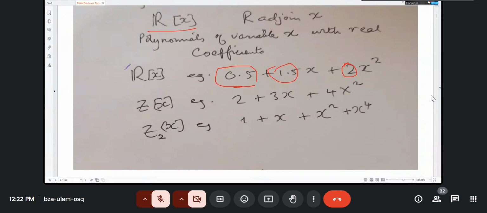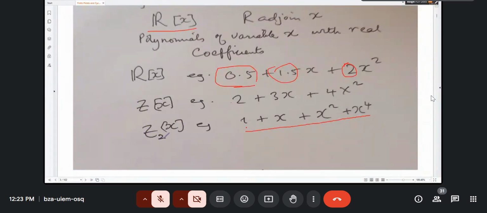There is Z x. This one, you can either say Z2x or Z star x. So there's Zx, Z adjoint x. This is where the coefficients are integers, yeah, 2, 3, 4. And this is Z2x, where the integers are actually these Galois fields. These are Galois field 2. This is GF2.